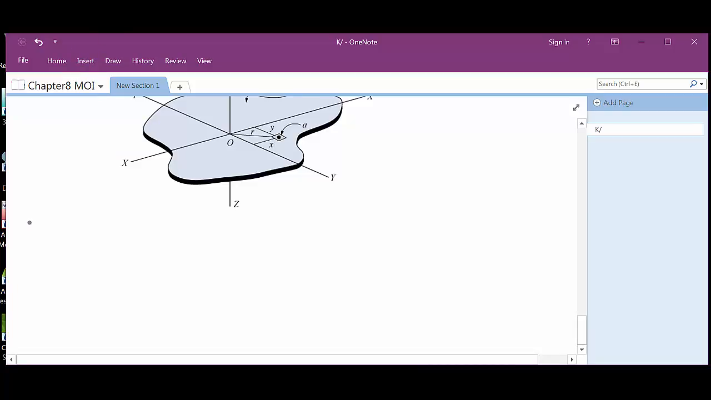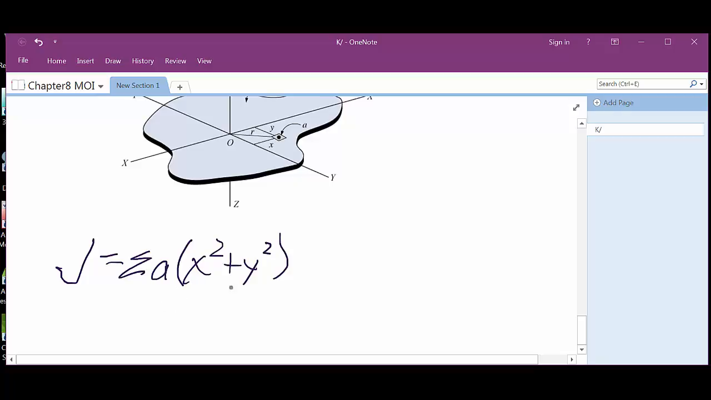On page 169 at the top, there are a couple of equations. We've got the polar moment of inertia, which is signified by a J, is the summation of the areas times x squared plus y squared.